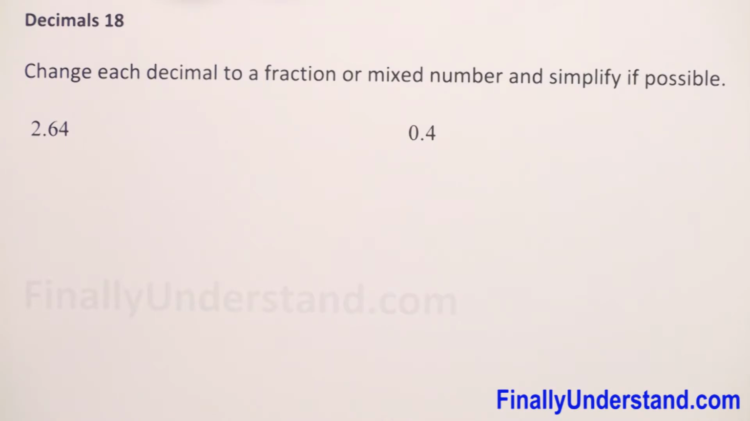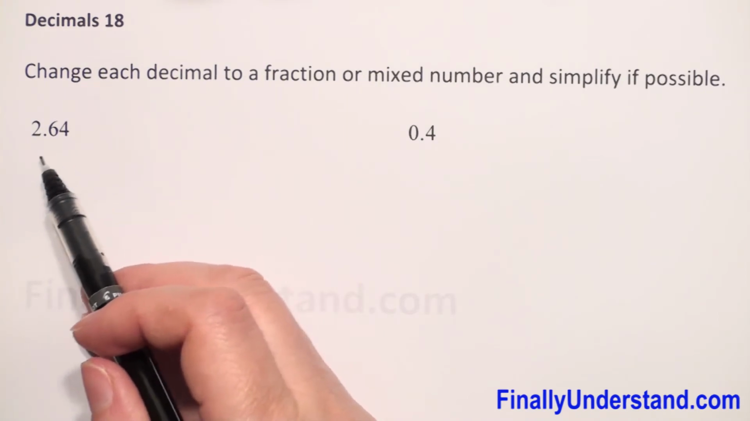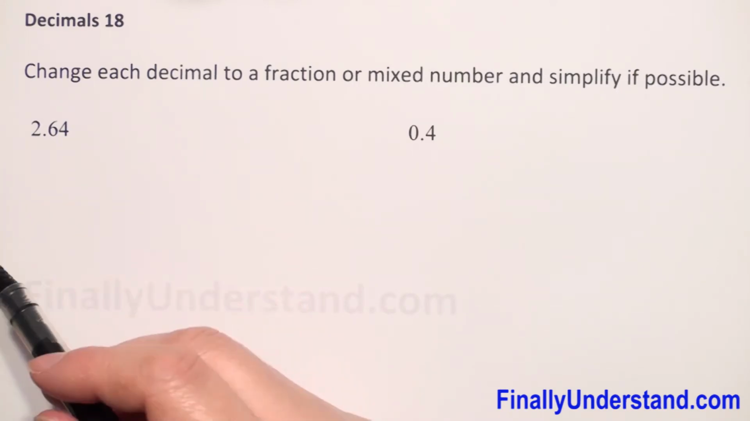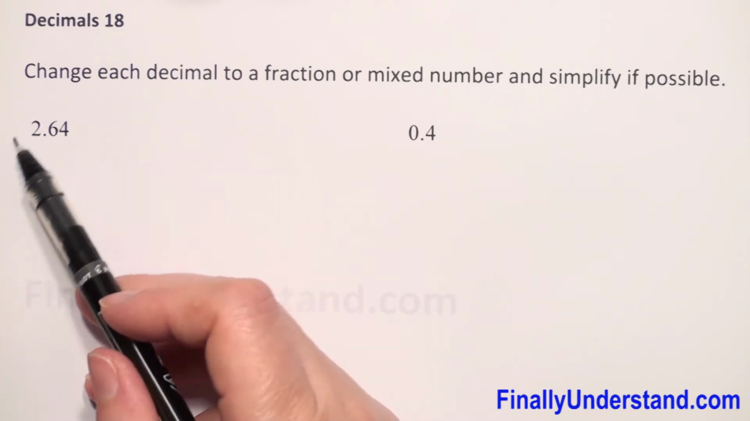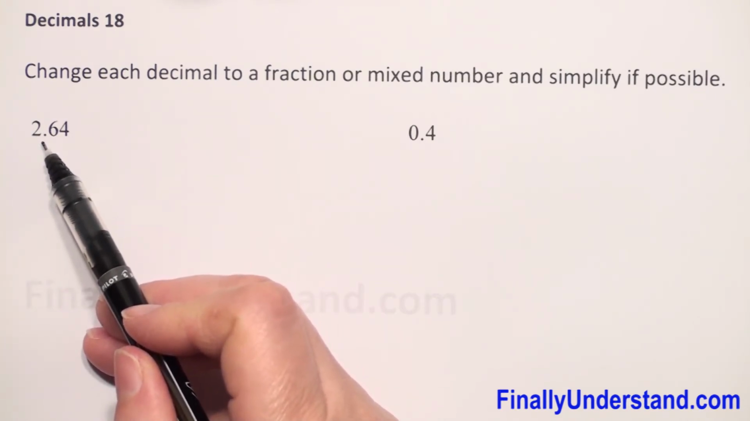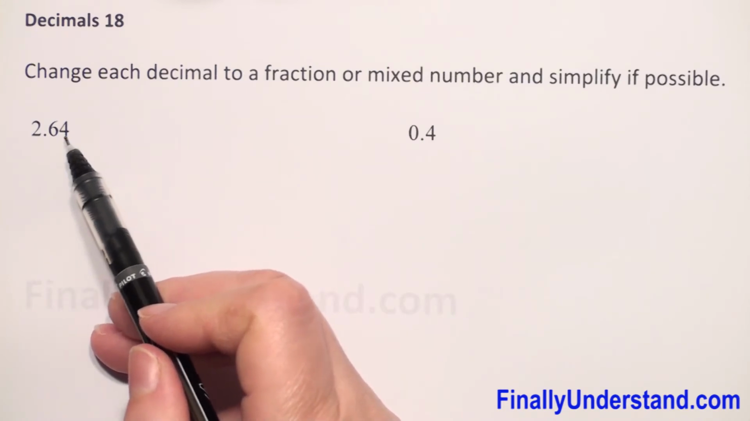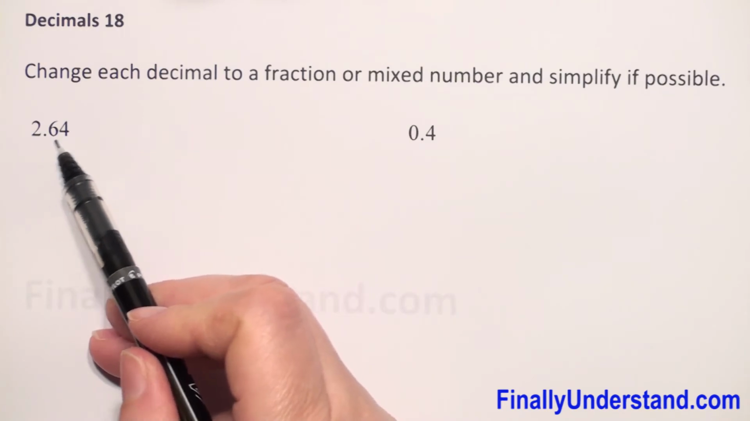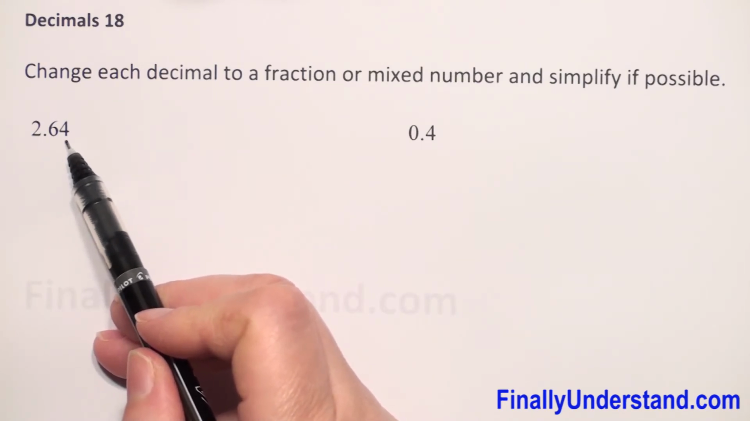We have to change the given decimal numbers to a fraction or mixed number. In this first example, we have 2.64. So we have whole number 2 and 64. First, what we have to do is just read this decimal number. We have 2 decimal point, we read this as 2 and 64, because we have 2 digits after the decimal point, so we have hundredths.